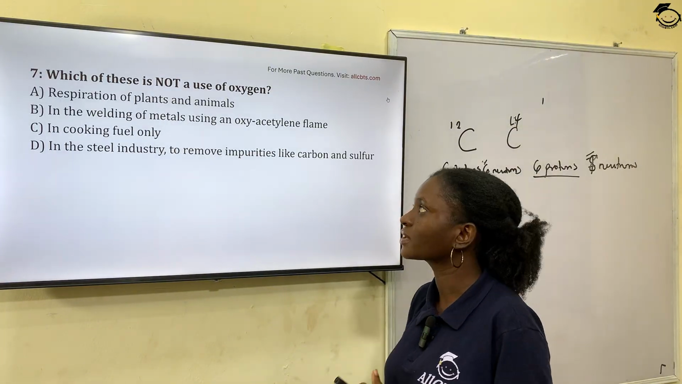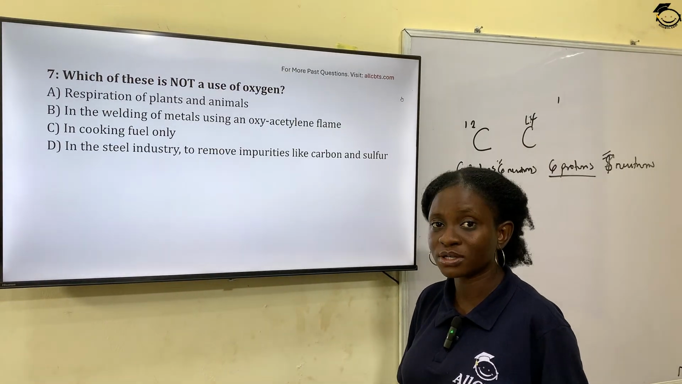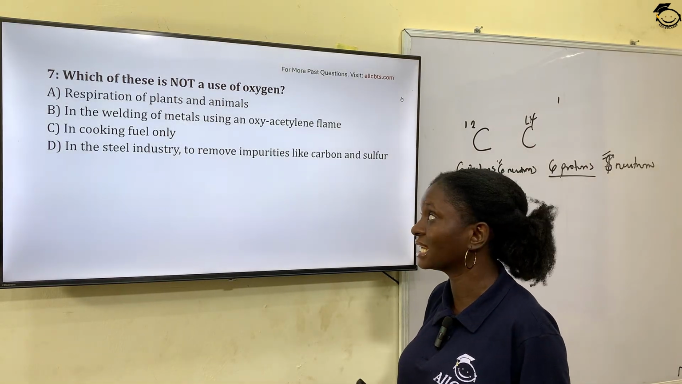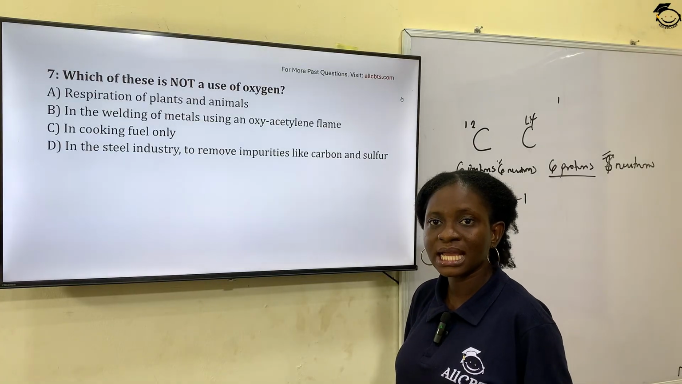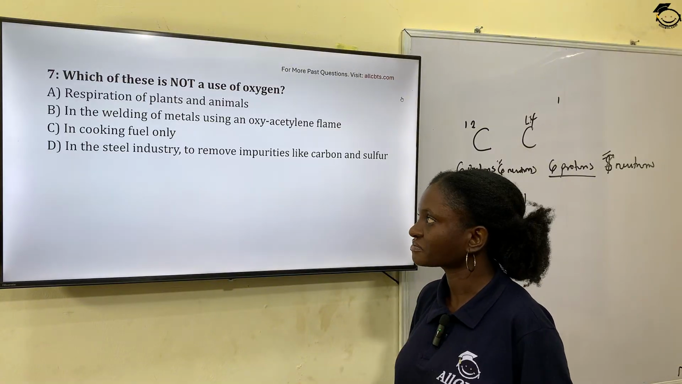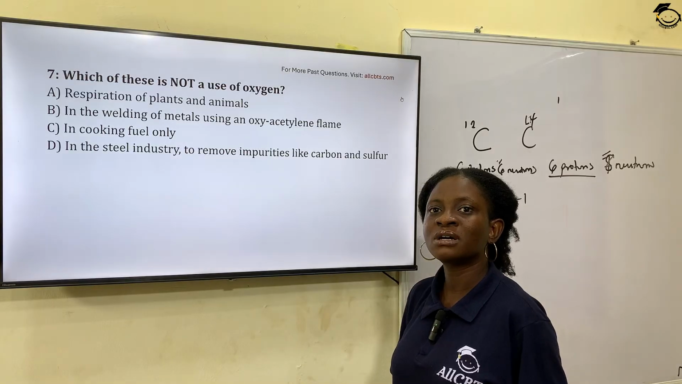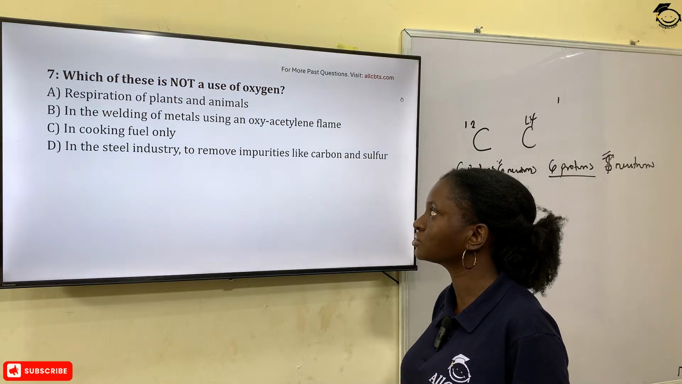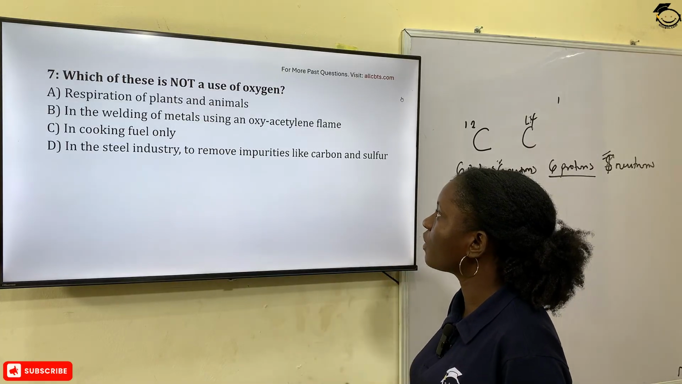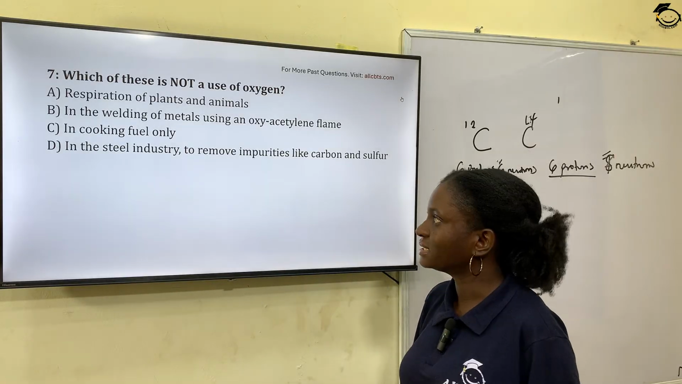Question 7. Which of these is not a use of oxygen? Option A, respiration of plants and animals. Definitely animals and plants, they make use of oxygen. B, in the welding of metals. In welding of metals, they also make use of oxygen. For example, the use of oxyacetylene flame is being adopted.